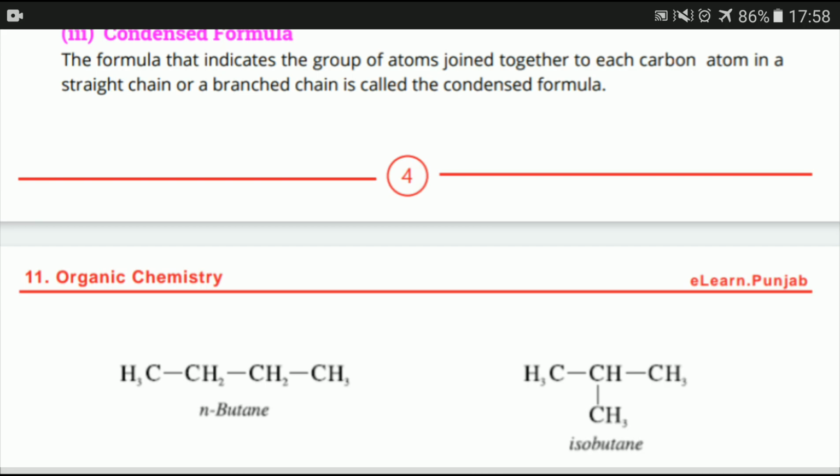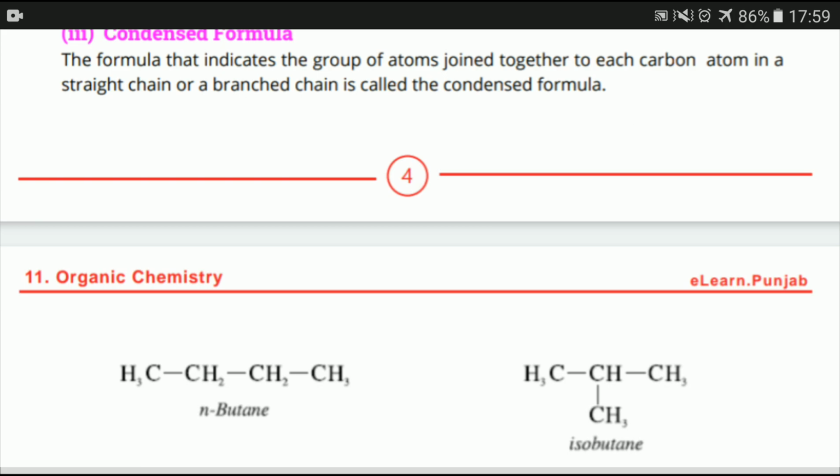Group of atoms joined with carbon atom. If 3 hydrogen atoms are attached with a carbon atom, then this is one group. If 2 hydrogens are attached with one carbon, then it is another group. For example, N-butane. In N-butane there is a straight chain structure. In butane there are 4 carbon atoms and each carbon can make 4 bonds, single bond.